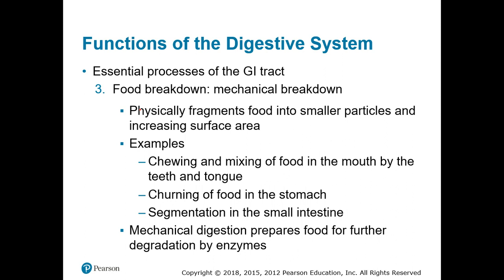The third major process is food breakdown using mechanical breakdown. This is where you physically fragment your food into smaller pieces, such as chewing your food or moving it around your mouth with your tongue. Also, when food is churned or mixed in your stomach, and even segmentation, or movement of food through your small intestine. Mechanical digestion is important because it helps break food into smaller pieces to prepare it for enzymes to break it down even further.